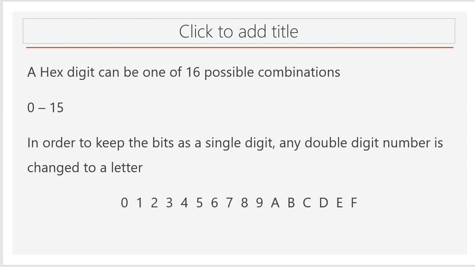So a hex digit can be one of 16 possible combinations, 0, 1 through 15. But in order to keep the bits as a single digit, any double digit number like 10 and 11 were changed to a letter. So it goes 0, 1 through 9. And then instead of 10, we have A, 11 is B, C is 12, D is 13, E is 14, and F is 15.